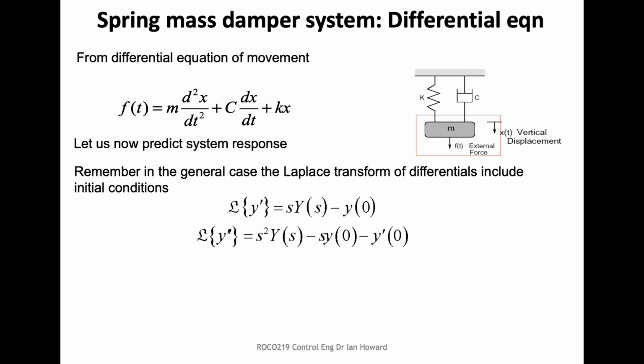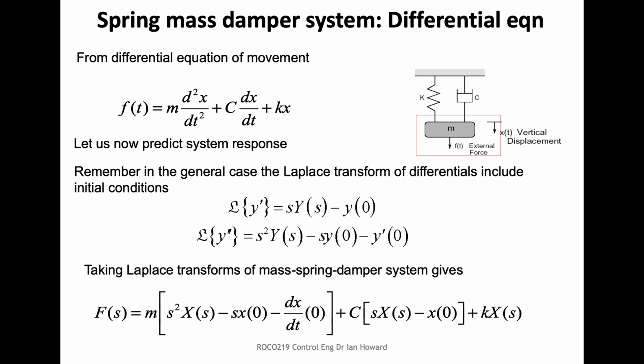This time, though, we're going to use an example where we pull it down and let it go, so we care about initial conditions. So we have to put those in. For the d squared x dt squared, we have to put in the initial conditions when we do the Laplace of this. So it's s squared X of s, take away s x of 0, in other words s multiplied by the initial displacement, take away dx dt, which is the initial velocity. That's when we start needing the full initial conditions.